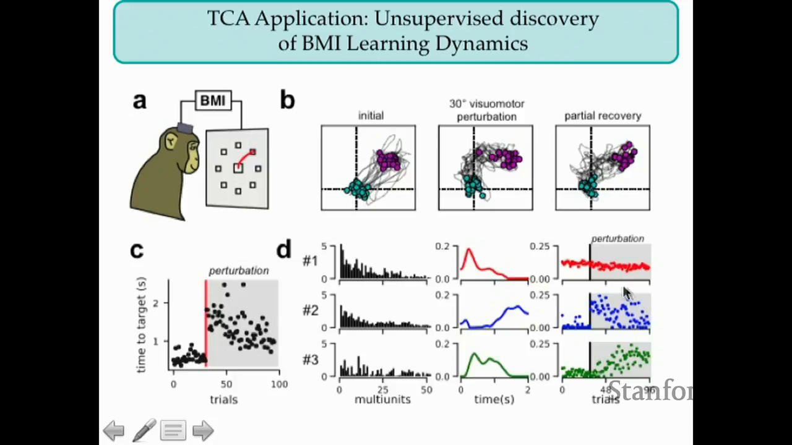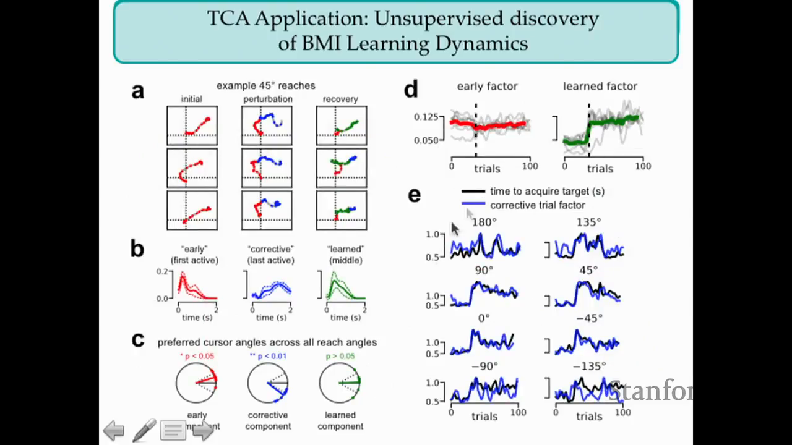So you can try to predict reach time from this neural component directly, and we did that. And now this is data from across all 8 directions, okay? The black is behavior, time to acquire the target. The blue is extracted from neural data alone, okay? And we're not doing a regression because there's just a single factor.